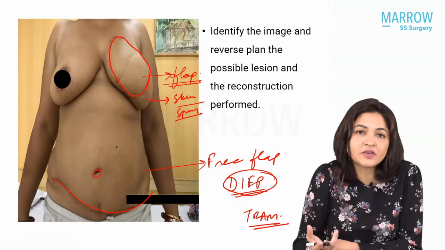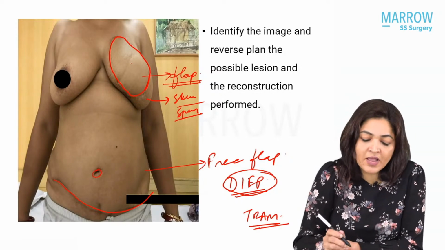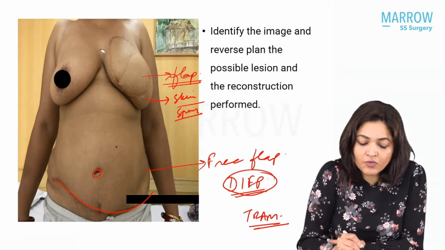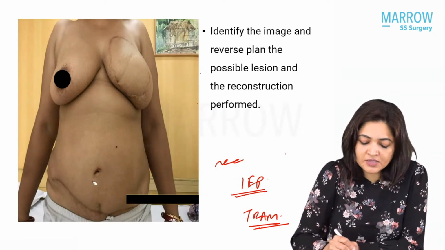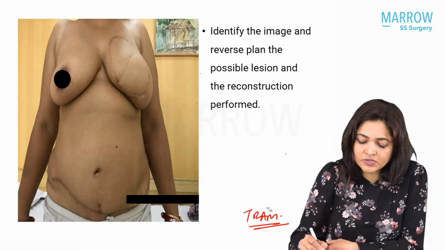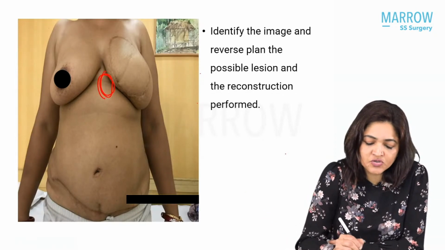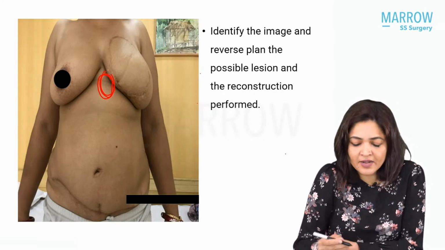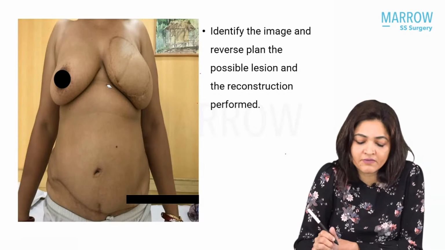That is the main advantage of this DIP flap, that it provides bulk, it's a stable flap. And then what other questions can arise from it? You can be asked, let's say, why do you say that it's not a pedicled flap? A pedicled flap will have some elevation over here on the underside that you can't see, so possibly it's a free flap and not a pedicled flap.